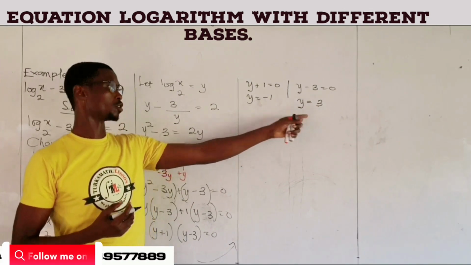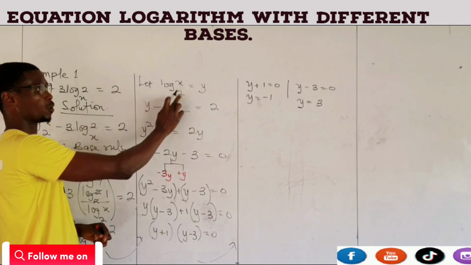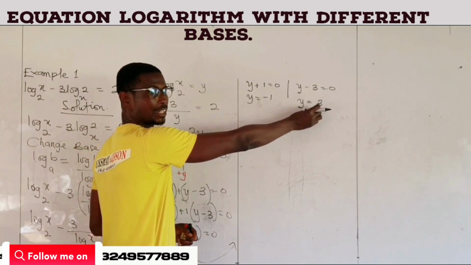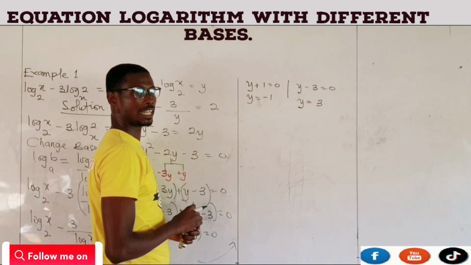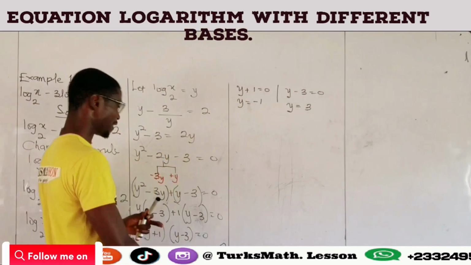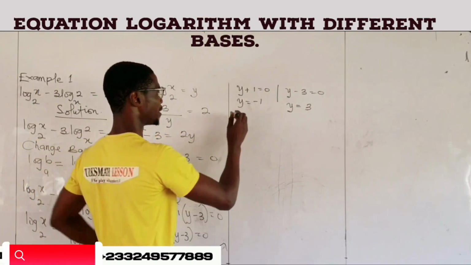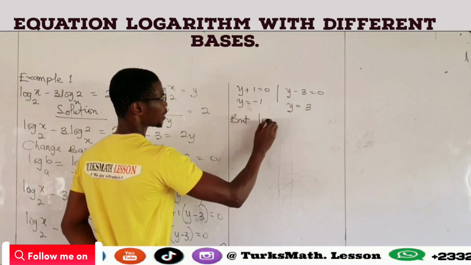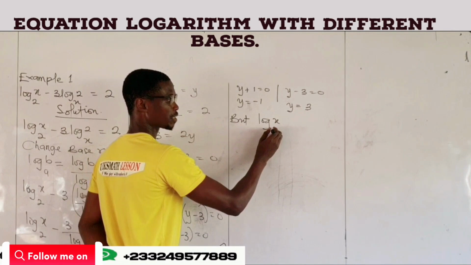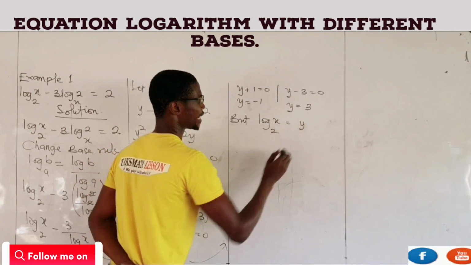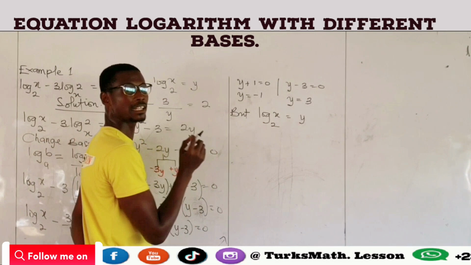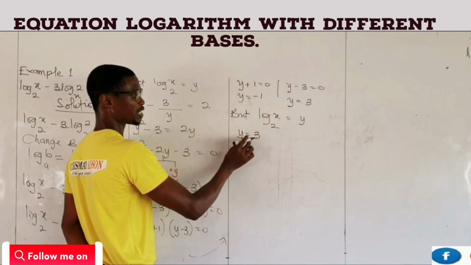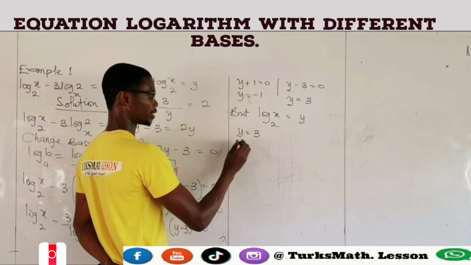Do you understand? Yes. So the next one we say, let log x base 2 equal y. And you are finding the value of y to be 3. But log x base 2 equals y, right? Now what's the value of y? 3. So y equals 3. So any place you see y, place 3.